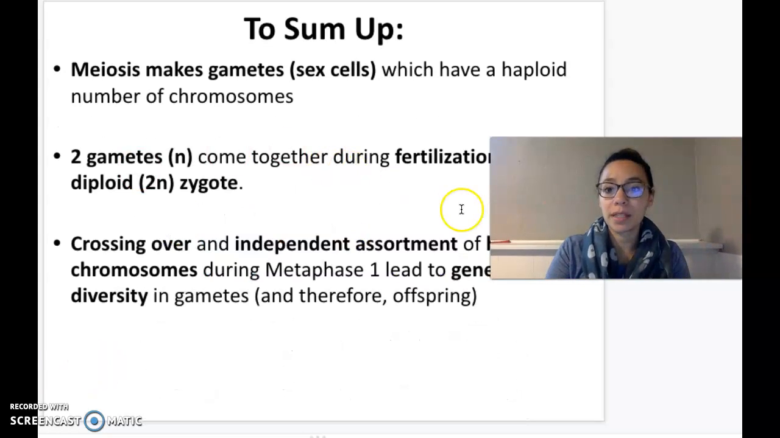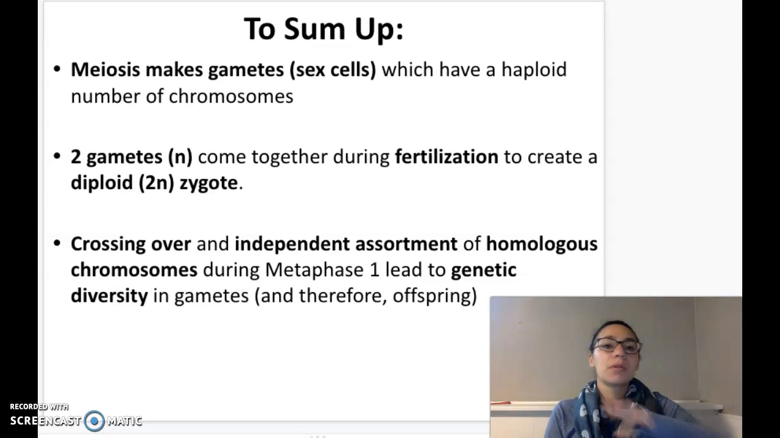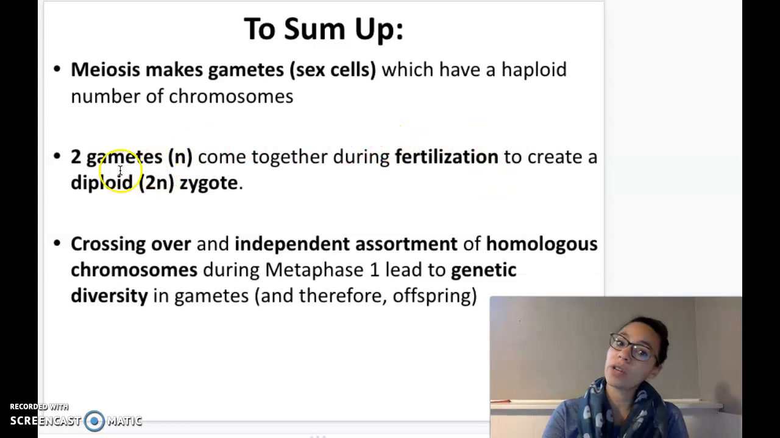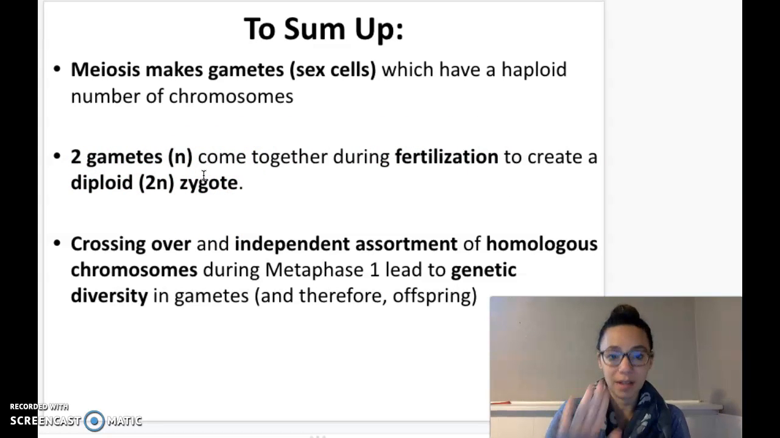So to sum up this amazing process, meiosis makes gametes, or sex cells, which have a haploid number of chromosomes. Half the number of chromosomes of all our other cells. 2 gametes come together during the process of fertilization to create a diploid zygote. Lots of new words here. We're going to practice. It's going to be okay. Crossing over and independent assortment of homologous chromosomes during metaphase 1 lead to genetic diversity in gametes, therefore the offspring.